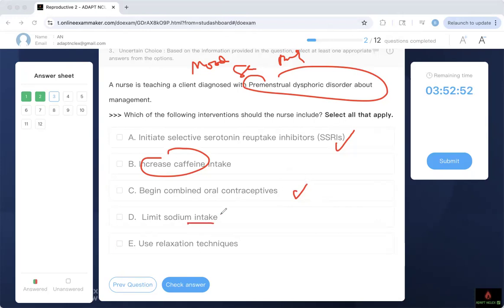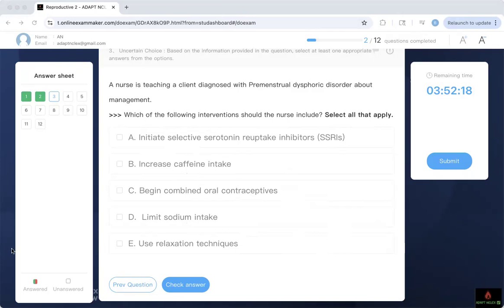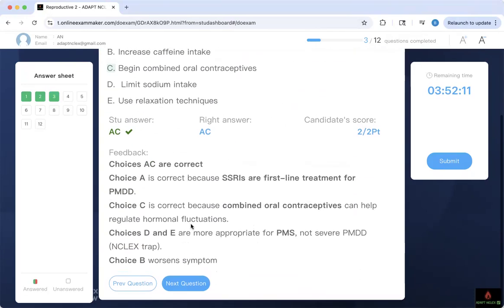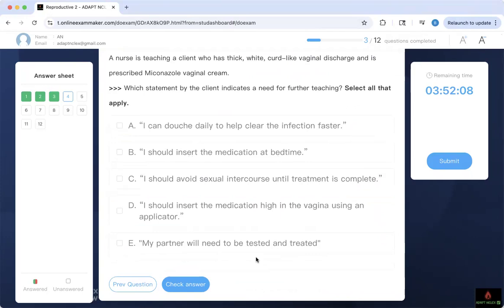Limit sodium. This is a trap. Limit sodium is good. Use relaxation technique is good. But they are for premenstrual syndrome, the PMS. This is the easy one, the milder form of it. You decrease caffeine, you lower your sodium, you eat some crackers, but you don't use it to treat premenstrual dysphoric disorder. This becomes a mood disorder, so you focus on medication. This is an NCLEX trap. Don't pick it. You're more likely to pick D and E, but there is a distinct difference between the two. So this one, only 2.